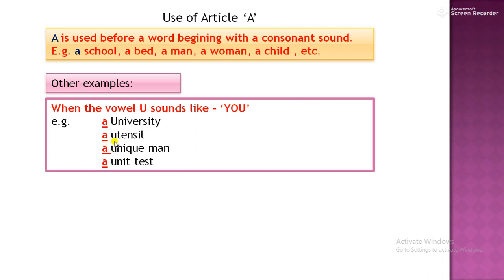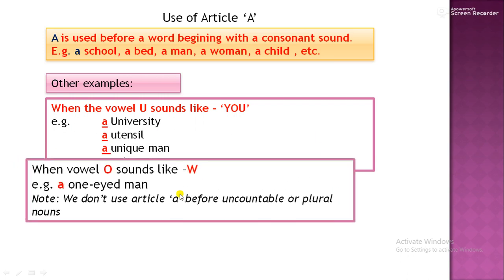Again listen to the sound: utensil. It is giving Y sound. Utensil, utensil. A unique man, unique, by OU. Unit, by OU sound, Y sound you will say.